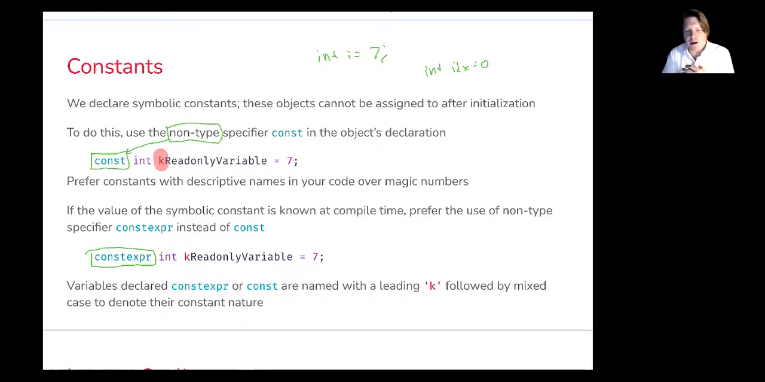Whether you're creating a constant variable through either constexpr or const, you're always going to name it with a leading k followed by mixed case to denote the constant nature, and that this particular variable as it presents through your code is different. It's a constant. It's not simply a local variable that we're using. So it allows us to differentiate from other variables if we're using a unique naming scheme to denote them.